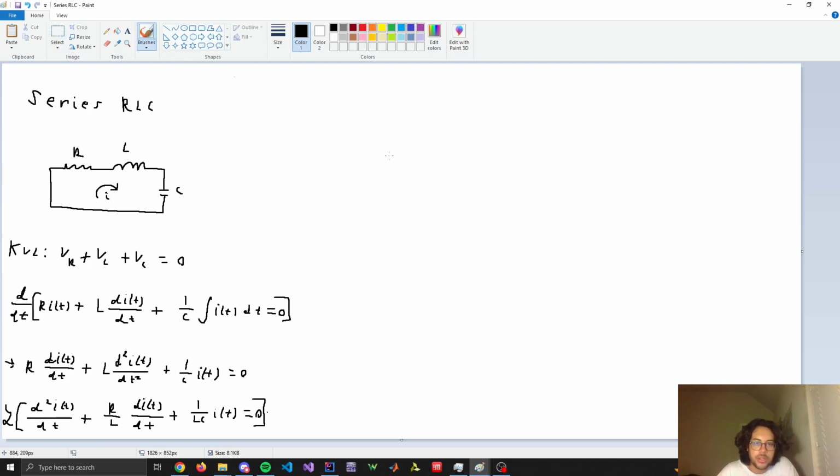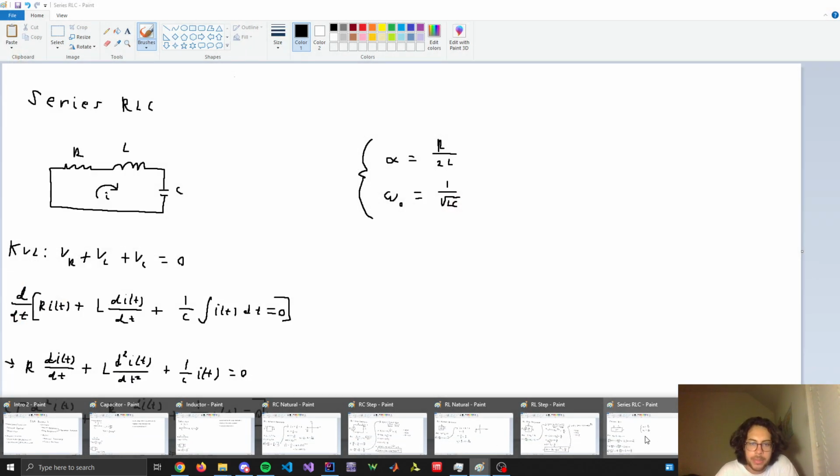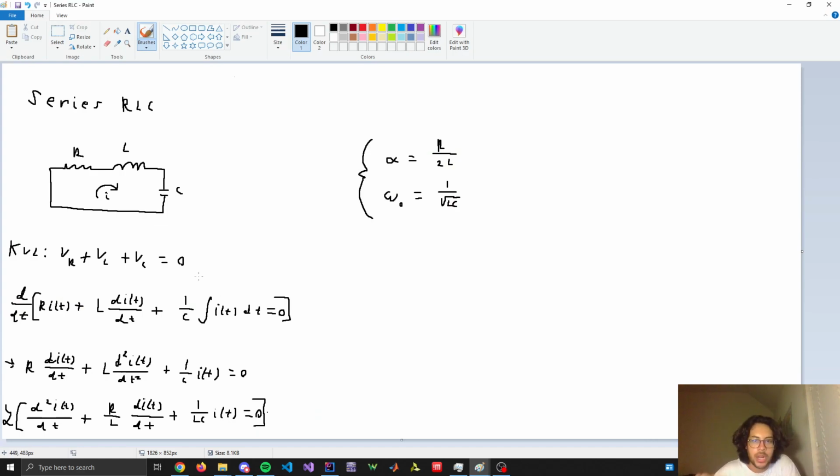There's something called alpha, which is measured in rads per second, which is denoted as R over 2L. And there's also something called omega sub naught, or the resonant frequency, which is 1 over the square root of LC. So these two parameters are for the series RLC circuit. What they do is basically simplify the constants used to solve the differential equation. We usually just write it as alpha and omega sub naught.